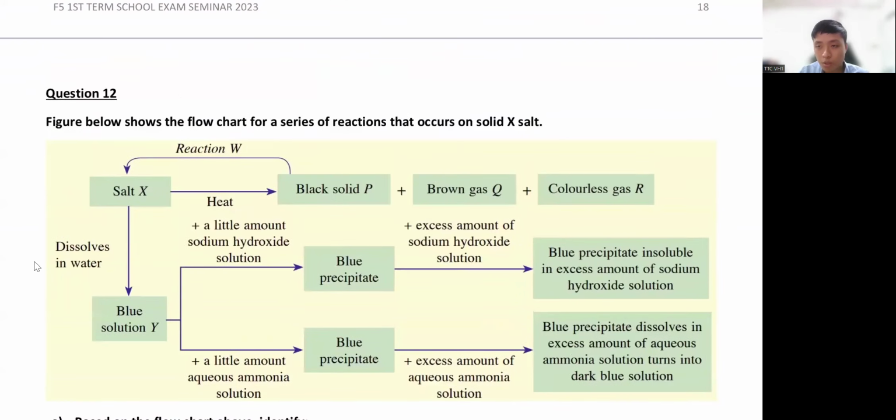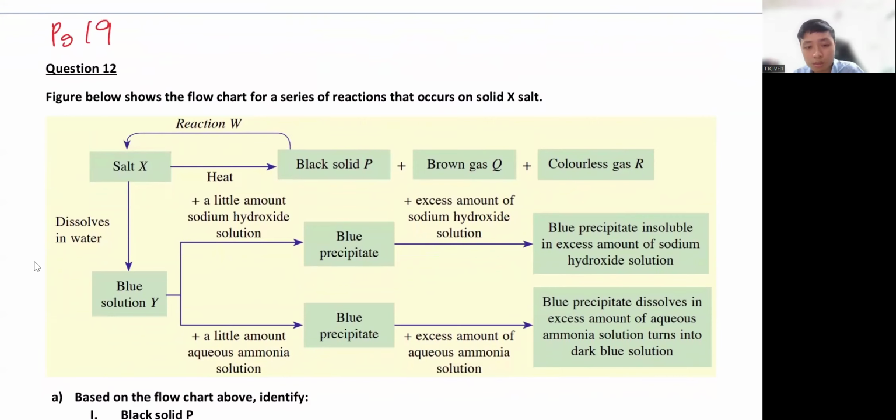Question 12, page 19. So now this one you need to recognize the color of salt. So first of all, if I ask you, who still remember what is black solid? The only one chemical, black color solid.